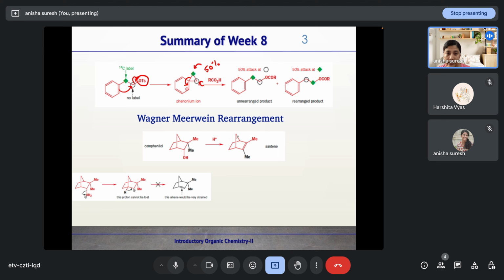We can see in the presence of acid, this OH will get protonated and this OH2 will leave, leading to formation of a carbocation intermediate. So if this proton is lost, we would get this alkene, which is not favored according to Bredt's rule. So it is a Bredt's rule violation.